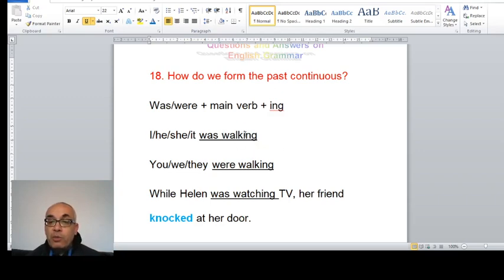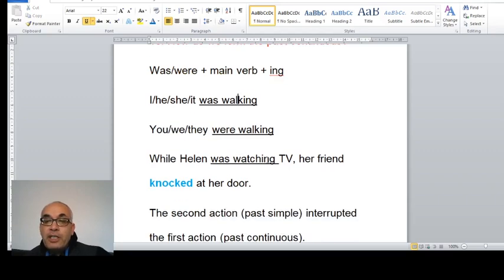I was walking, he was walking, she was walking, it was walking. And I put a line under was walking to show you the verb. Some books they put everything together. I was walking, and students think I was walking is past continuous. No, was walking is the past continuous. Were walking is the past continuous. These are subjects, they are not verbs.